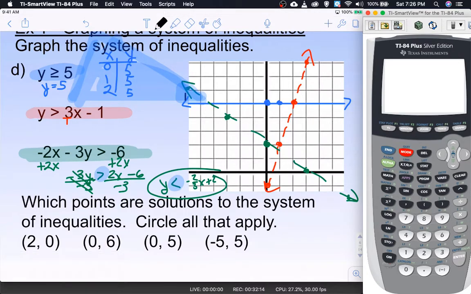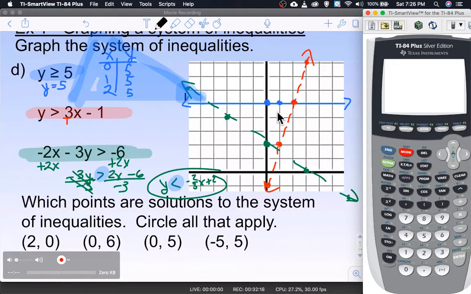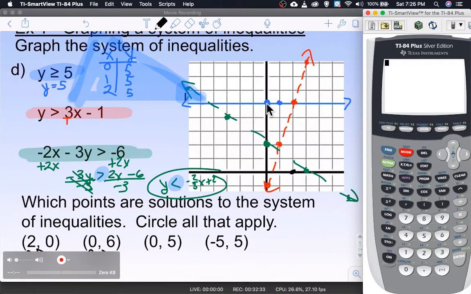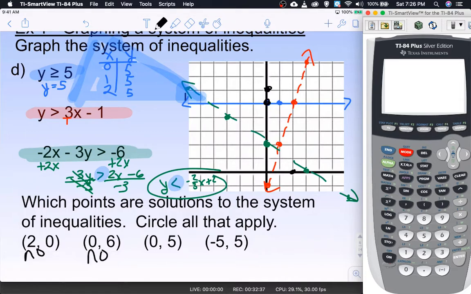So let's see which of these points make this true. Would 2, 0 make it true? No. Would 0, 6? 1, 2, 3, 4, 5, 6. No. Would 0, 5? I didn't plot 0, 6. There's 0, 5. Would 0, 5 make it true? No. It's not in the shaded region.